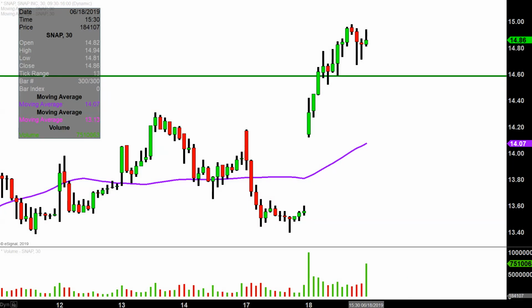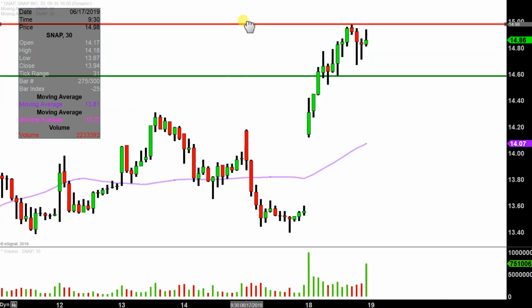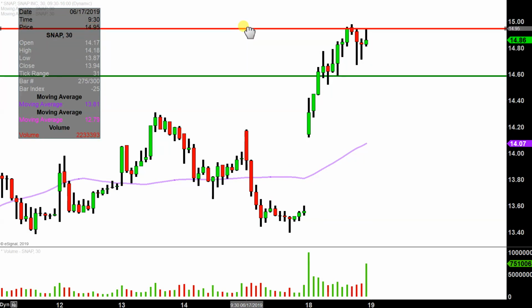What about levels of resistance? As far as where the sellers are at, nothing fancy or complicated here other than the fact that the party finally stopped today, right up there, just shy of $15. So we'll just round up to the round number there of 15. So 15 will be public enemy number one going forward.